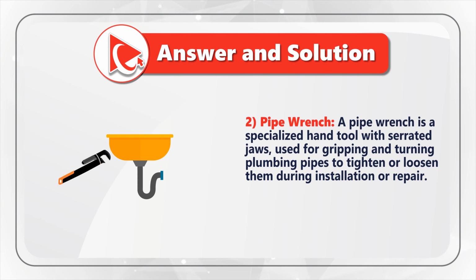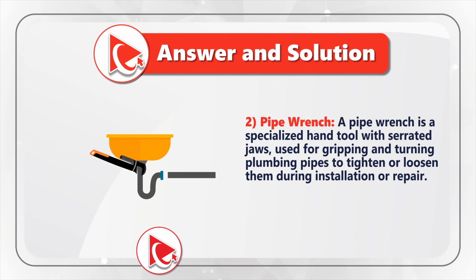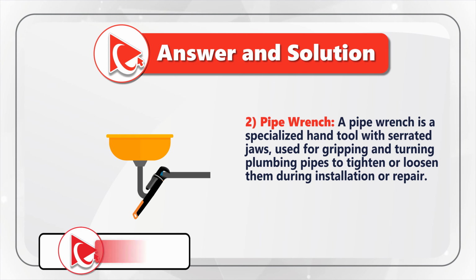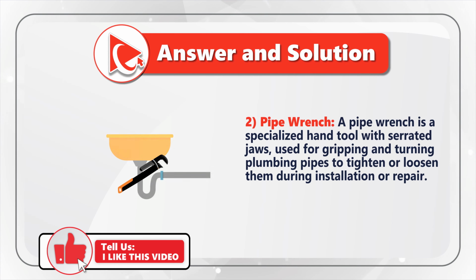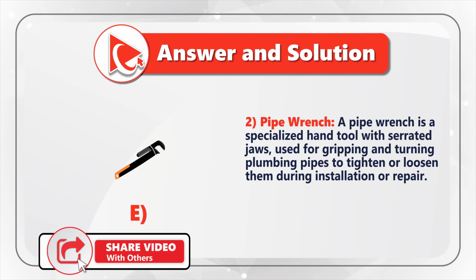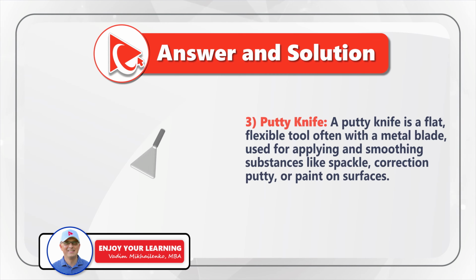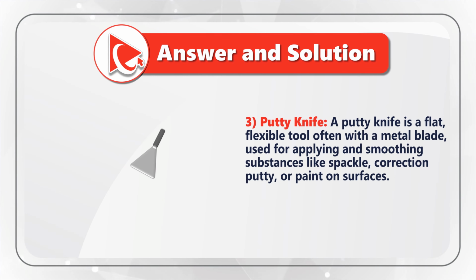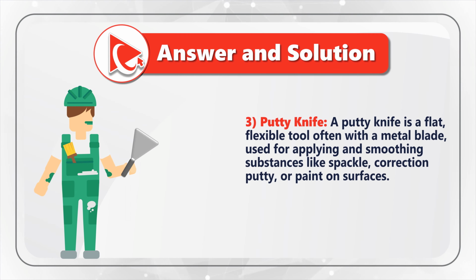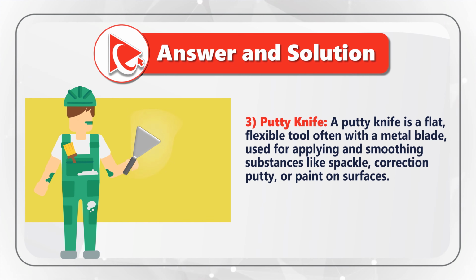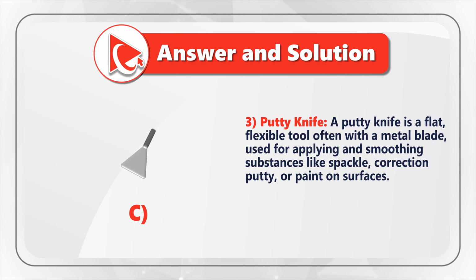And a pipe wrench is a specialized hand tool used for gripping and turning plumbing pipes to tighten or loosen them during installation or repair. As you might have guessed, description 2 matches image E. I think description 3 matches the putty knife. And the putty knife is a flat, flexible tool, often with a metal blade, used for applying and smoothing substances like spackle, correction putty, or paint on surfaces. And description 3 matches choice C.